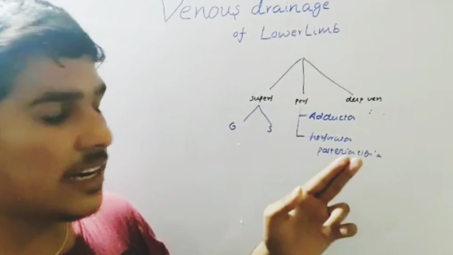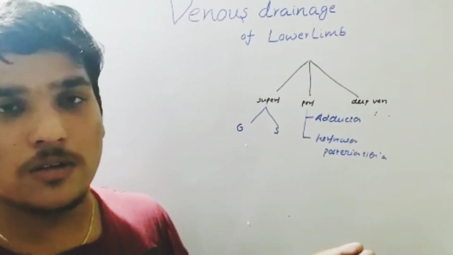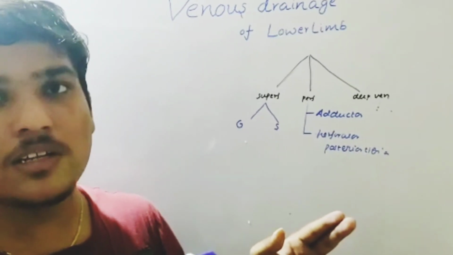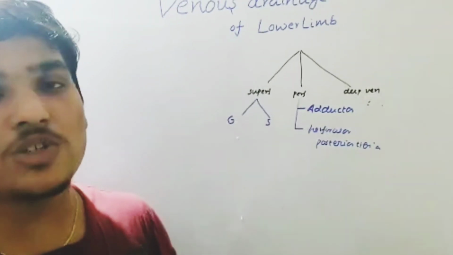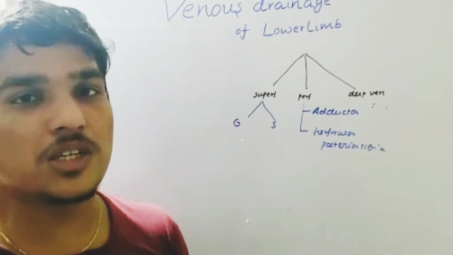And from the lateral side of a plantar venous arc, you are going to see the coming of the peroneal vein. This peroneal vein is going to open into the popliteal vein. This popliteal vein is going to continue as the femoral vein. The femoral vein is going to continue as the external iliac vein. And this is all about the venous system you should know.